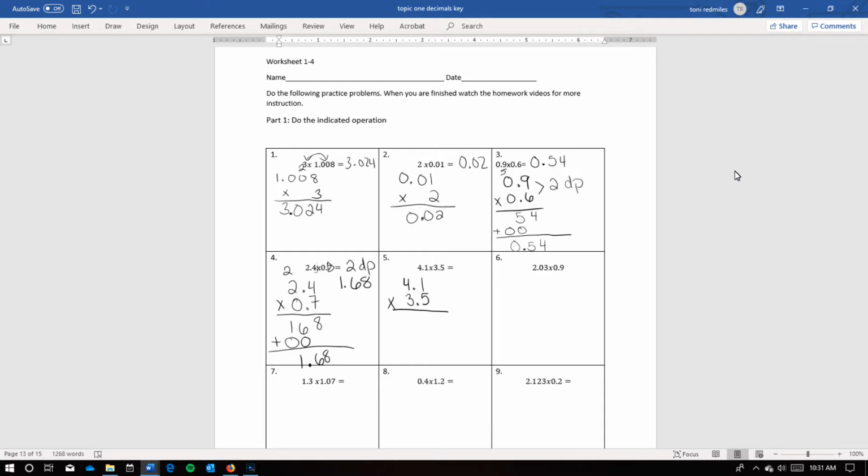All right. 5 times 1 is 5. 5 times 4 is 20. Now I got to get underneath the 3. So I'm going to be starting right there. 3 times 1 is 3. 3 times 4 is 12. Now I'm going to add going down 5, 3, 4, and 1. And I have 1 decimal place here, 1 decimal place here, so 2 decimal places in my answer. 1, 2. The answer is 14.35.